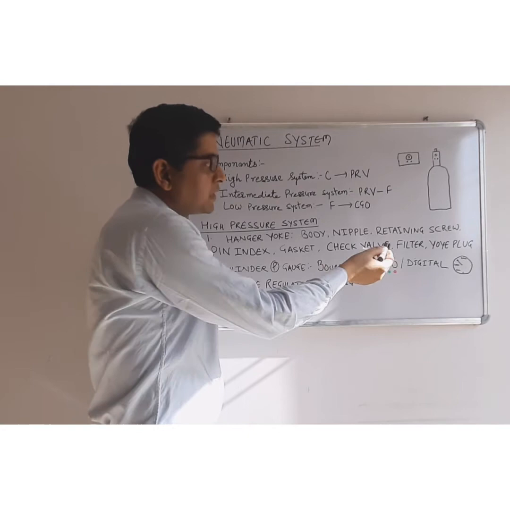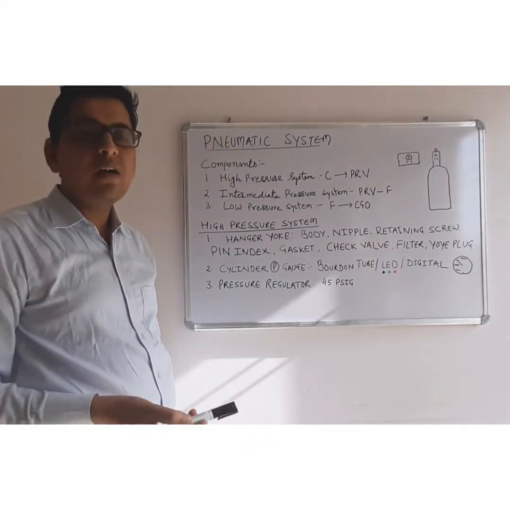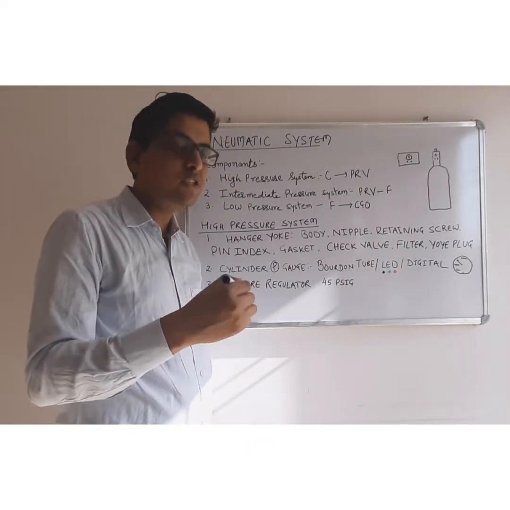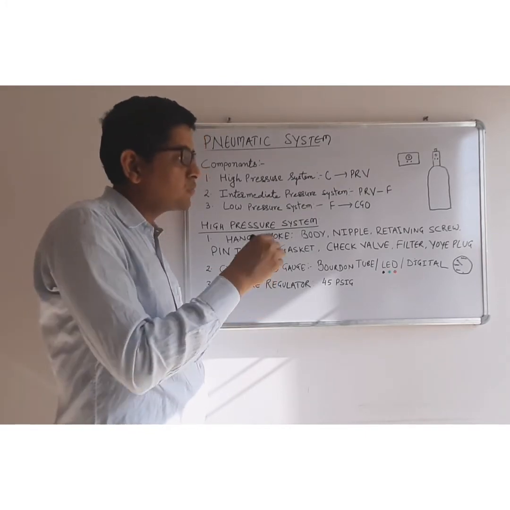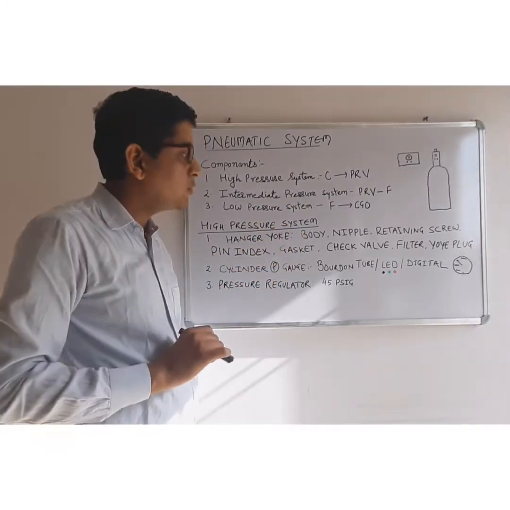Now the another part is filter. So filter prevents the particulate matter or any grease to enter into the machine. So size of this filter is usually less than 100 micron.